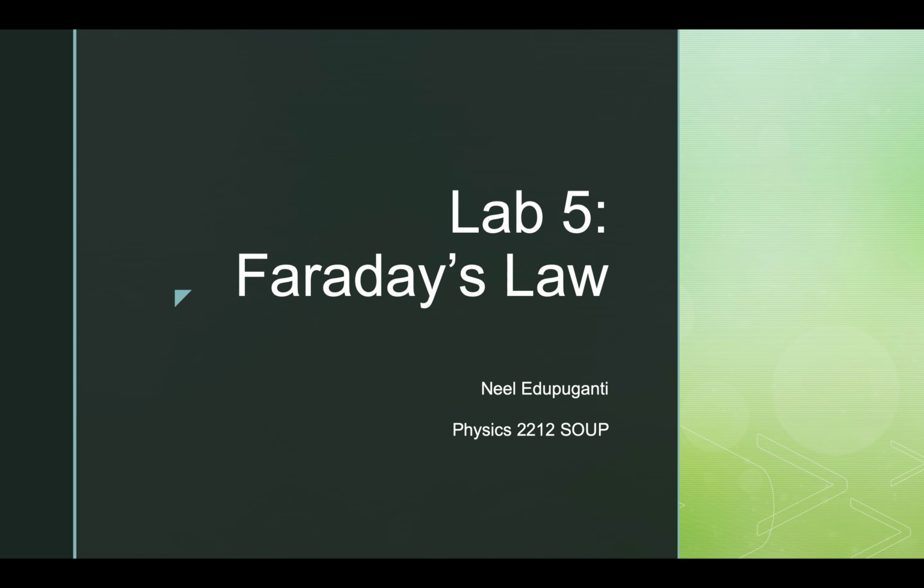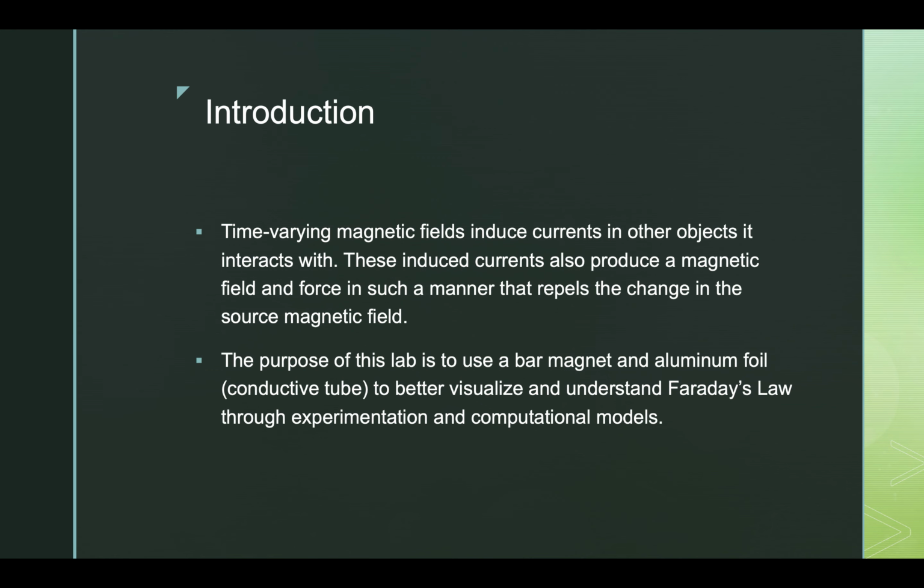To introduce the lab, time-varying magnetic fields induce currents in other objects they interact with. These induced currents also produce a magnetic field and force in such a manner that repels the change in the source magnetic field. The purpose of this lab is to use a bar magnet and aluminum foil as a conductive tube to better visualize and understand Faraday's Law through experimentation and computational models.